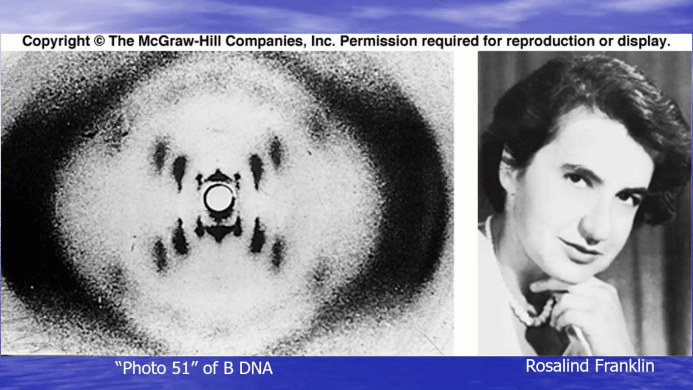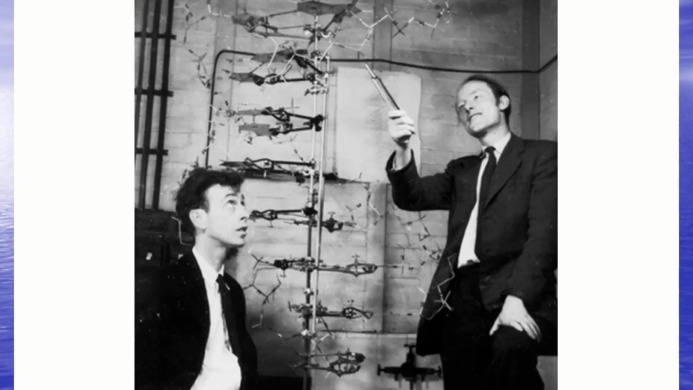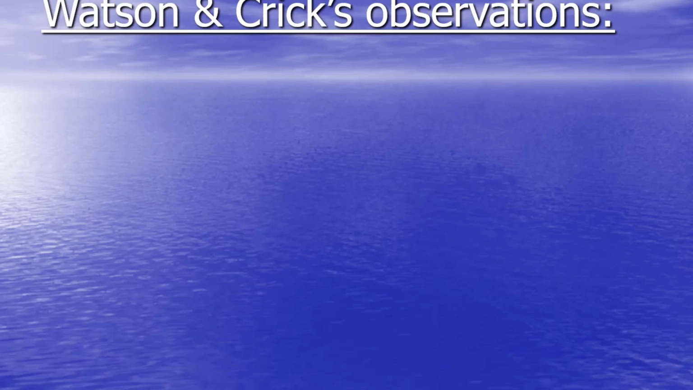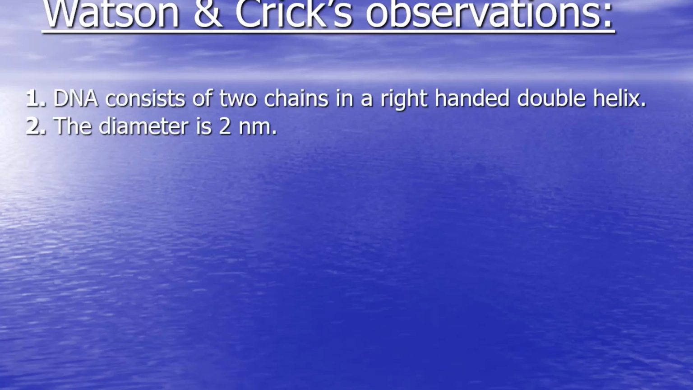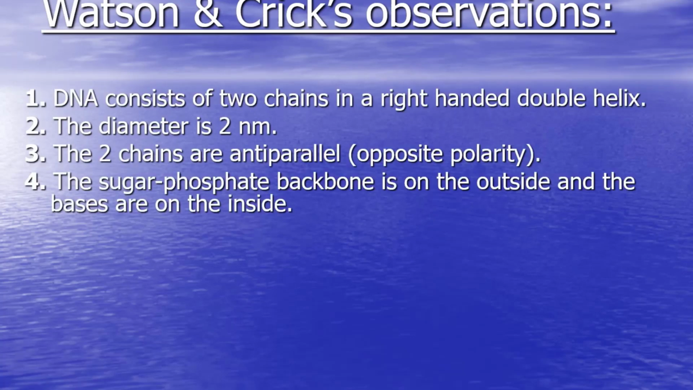Here, Rosalind Franklin and her X-ray picture of the DNA. Watson and Crick and their model for the helical structure of the DNA. Double helix. DNA consists of two chains in a right-handed double helix.